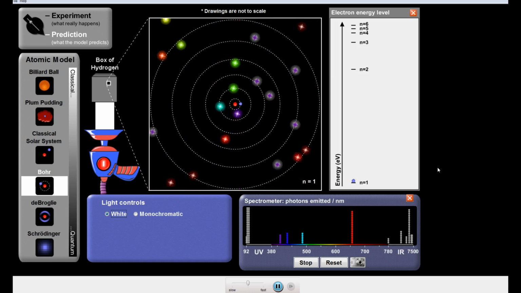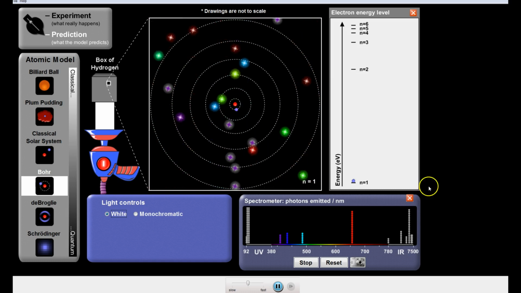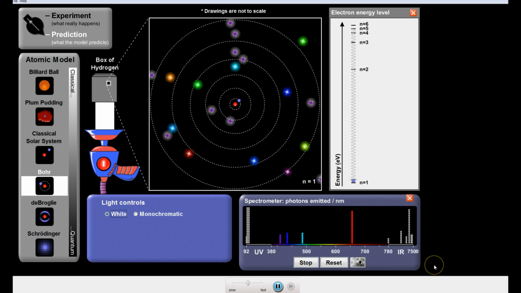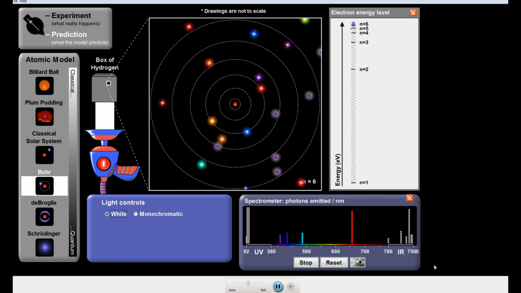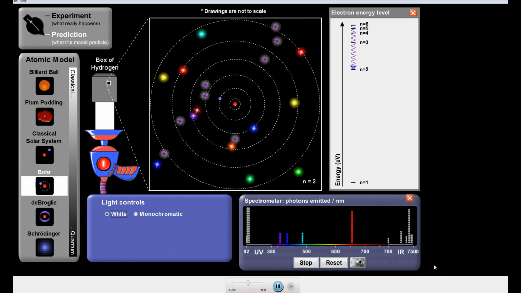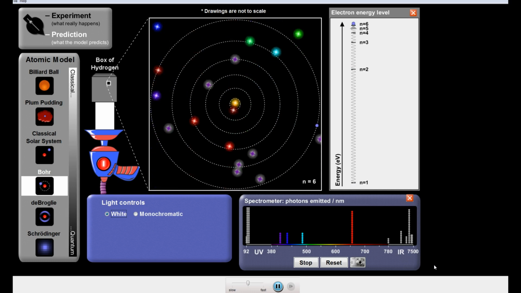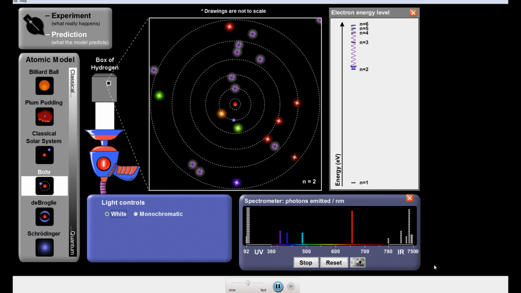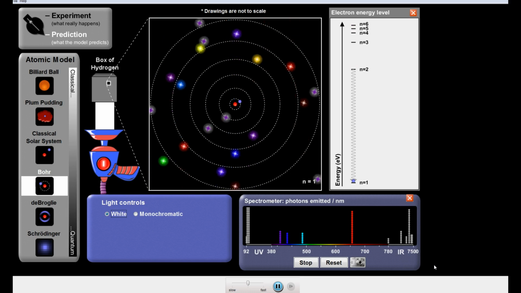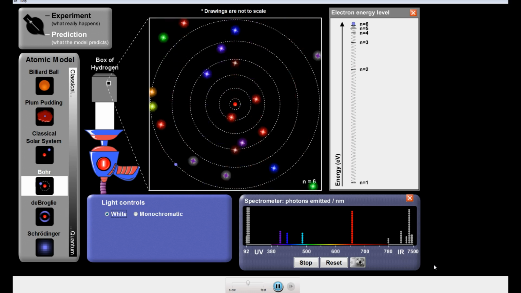All right, that's it. I will stop it here, and you can play this as many times as you need to. You can always go to the simulation and play with it yourself if you want to. It's called Models of the Hydrogen Atom. However, you do need to have Java supported on your computer in order to play it.